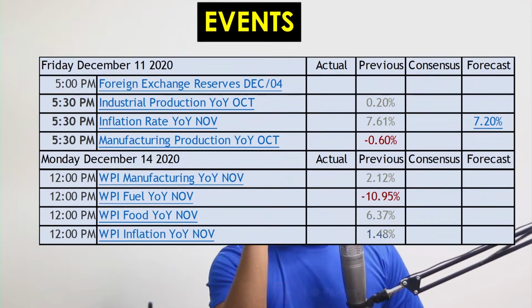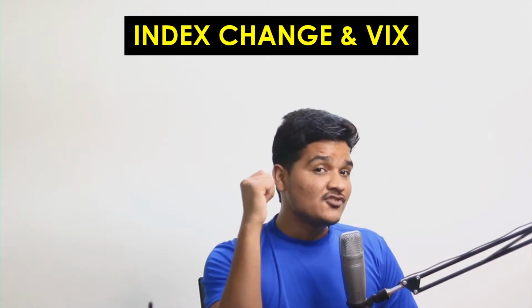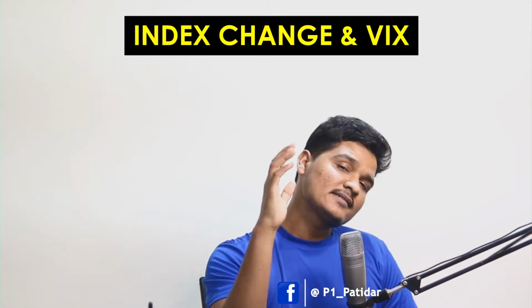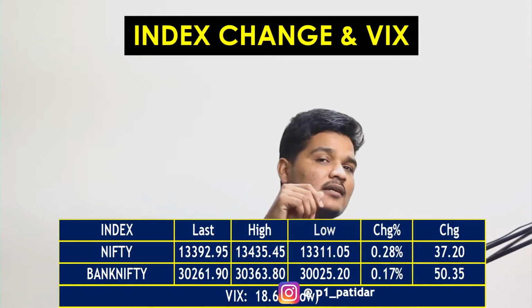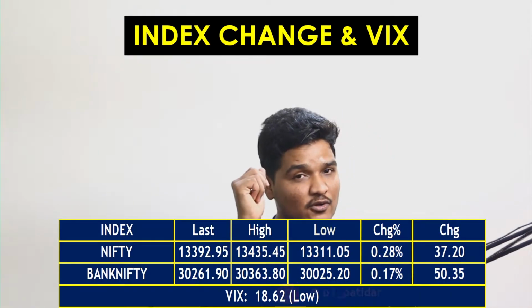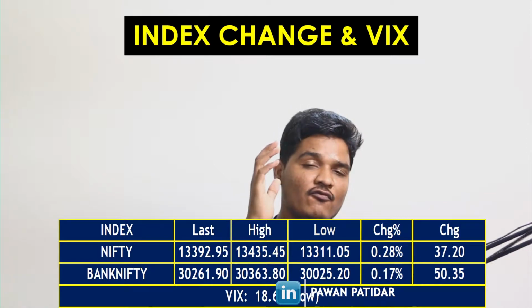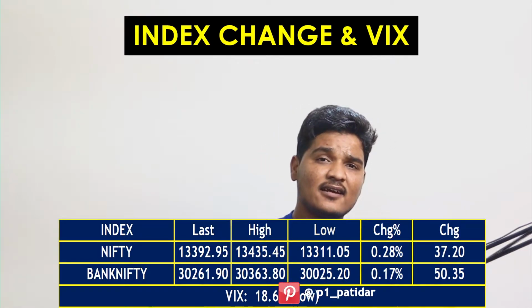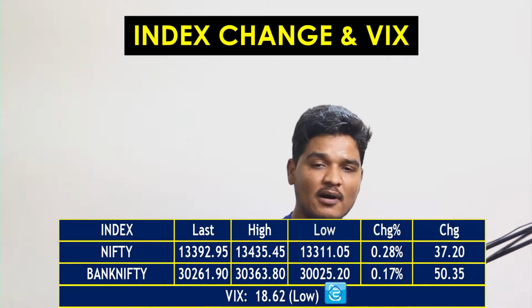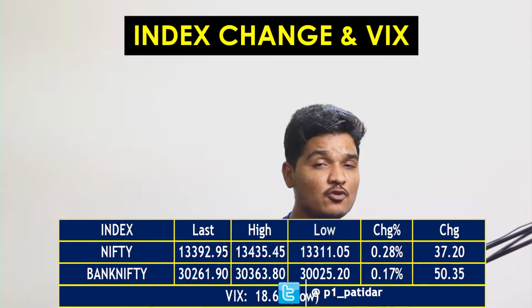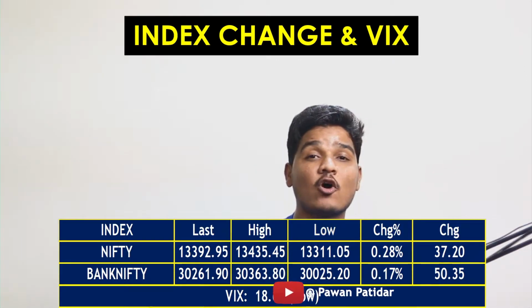Now let's move to the next, which is our index and VIX. If you see the index and VIX, VIX is 18.62, which is low. If VIX is less than 25, it means market volatility is less and you can make money by selling options.